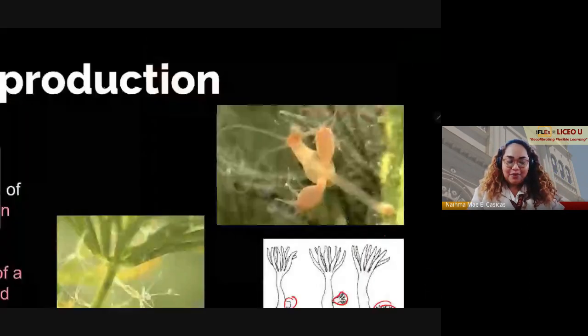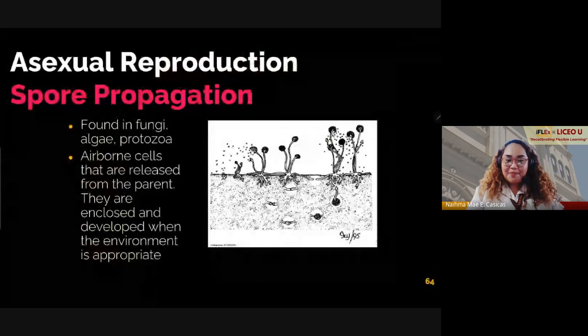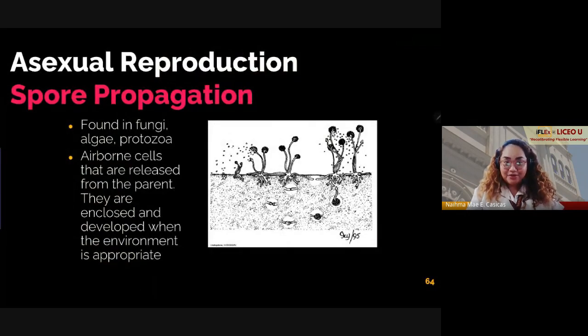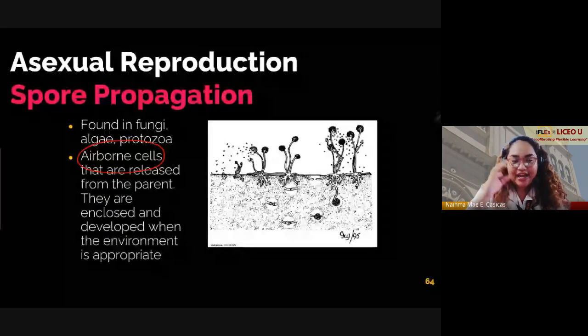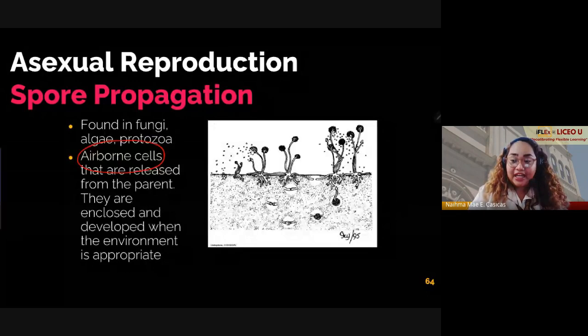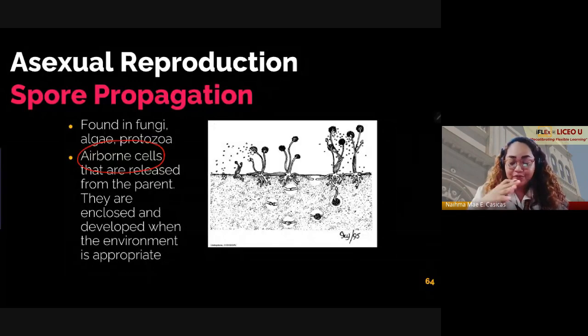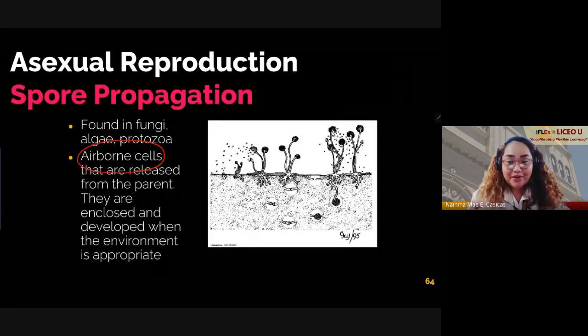Next is spore propagation. Now, spore propagation is being done by your fungi, algae, and protozoa. So, what happens here? What are spores? Spores are basically airborne cells. And you will find these particular organisms, fungi, algae, and protozoa, in moist areas, in really moist, humid areas, because these spores can travel better through that particular environment.